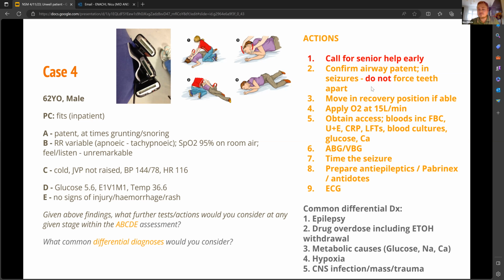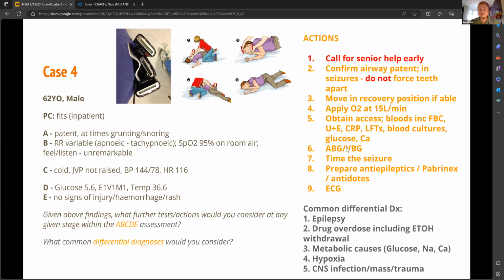So if you can secure the airway, fine. If you cannot, do not force the teeth apart. So think about just a nasopharyngeal if you can insert it. Put the patient in a recovery position, like here in the picture. Get some oxygen on board. Get some bloods, some access, so you can give medications or take bloods, ABG, VBG if you can't really go for the artery. Time the seizure.